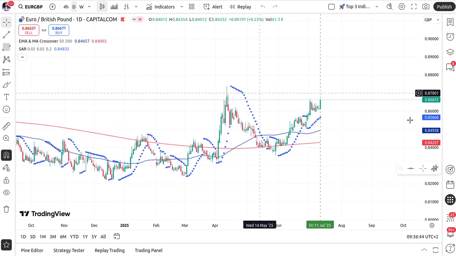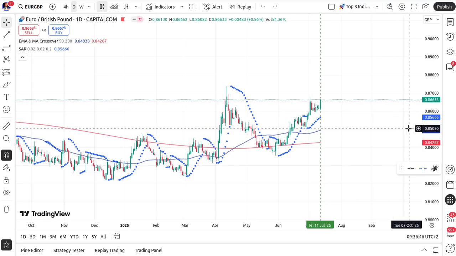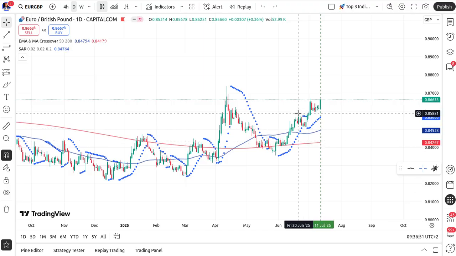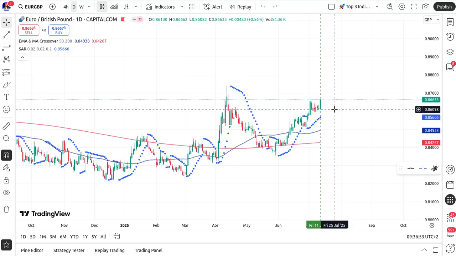Trading is not hard. It's really not that hard at all. Now, I have this flagship strategy which I call the rocket booster strategy.